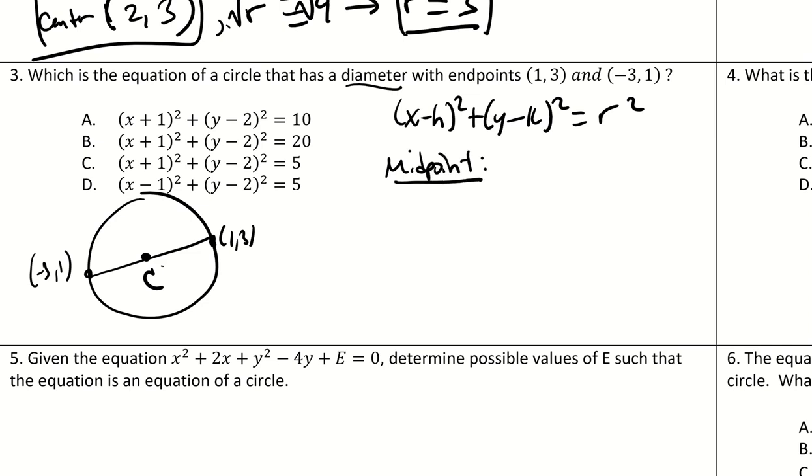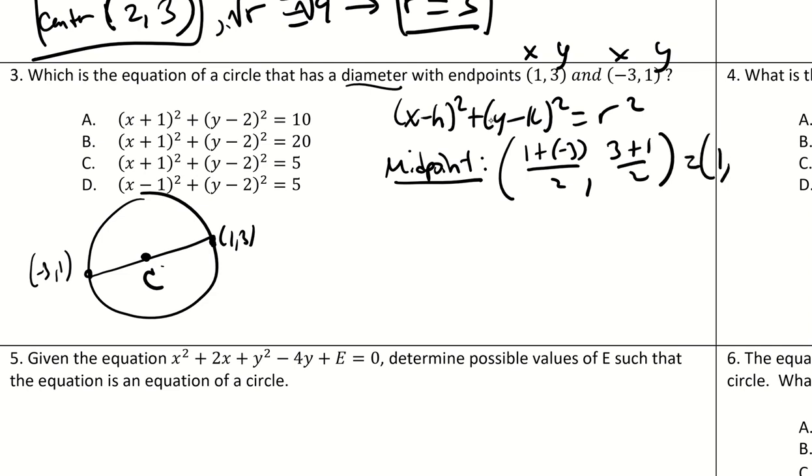Remember, to do the midpoint, you add the x coordinates, add the y coordinates, divide by 2. So add the x's, add the y's, divide by 2. So we got 1 plus -3 over 2, 3 plus 1 over 2. So it's going to be 2 over 2, which is 1, and then 4 over 2, which is 2. So the center is 1, 2, which means we know our h and our k in the equation of a circle.